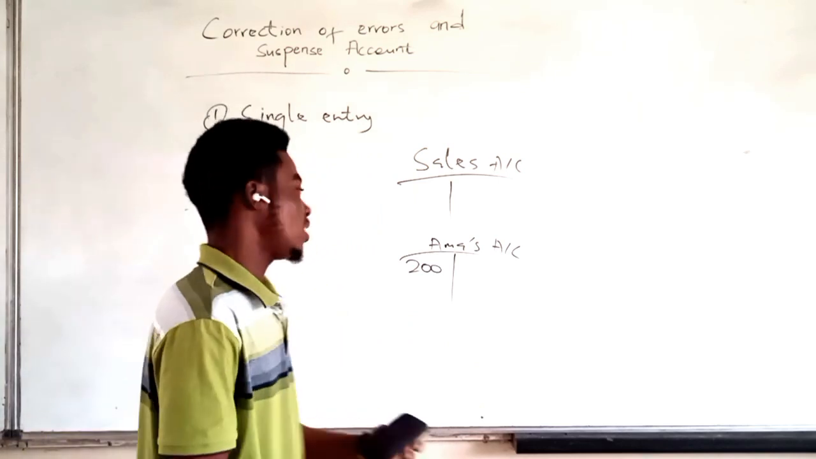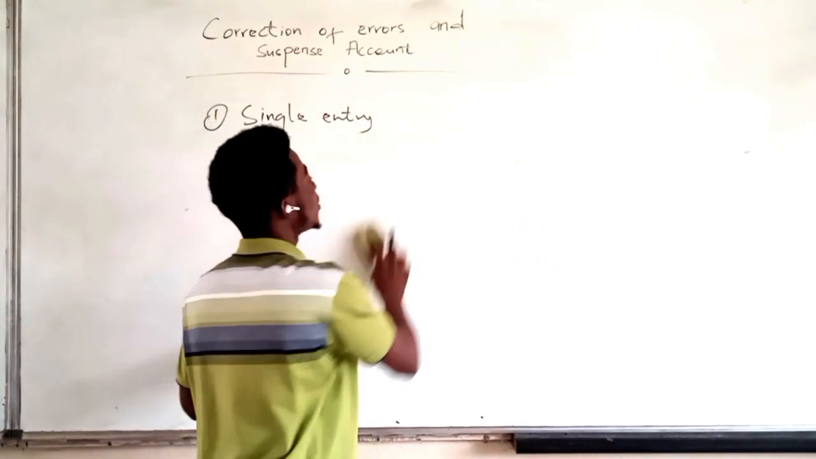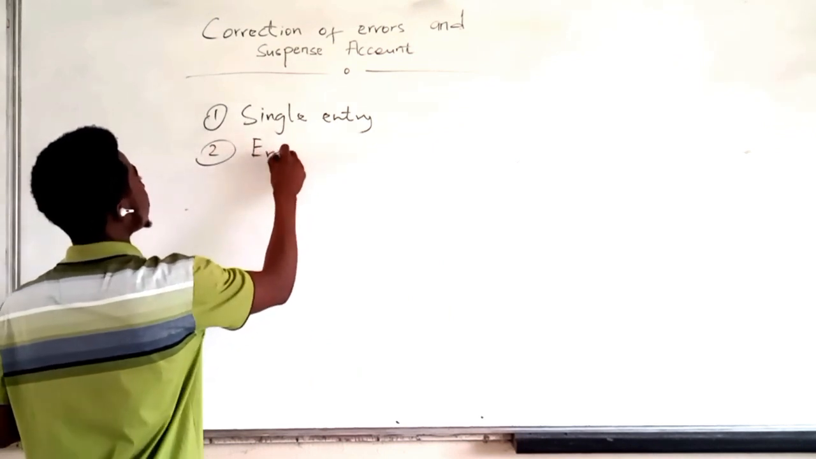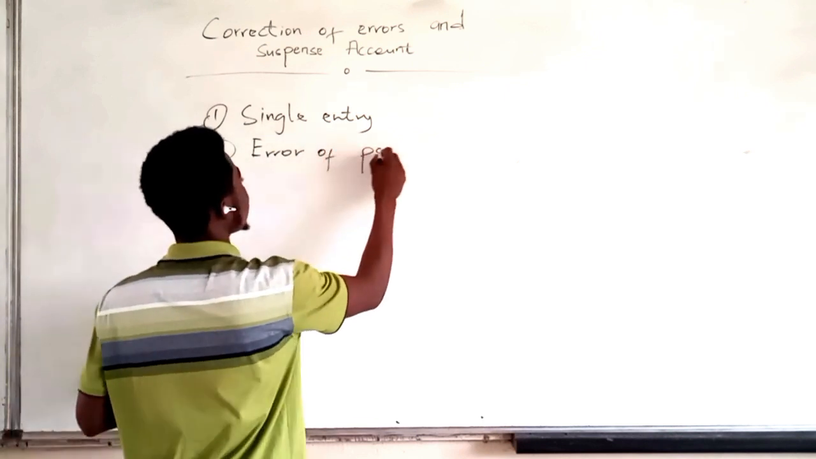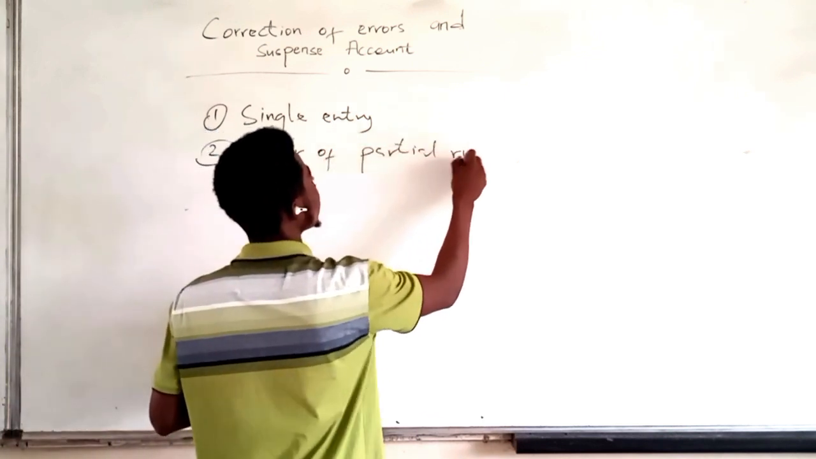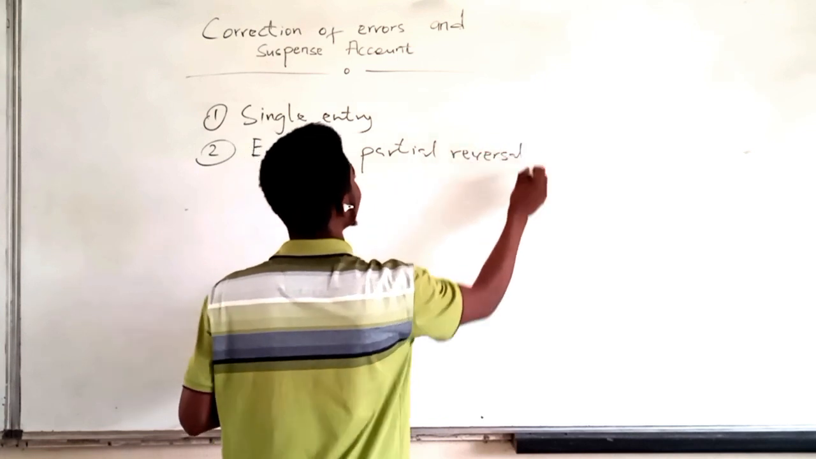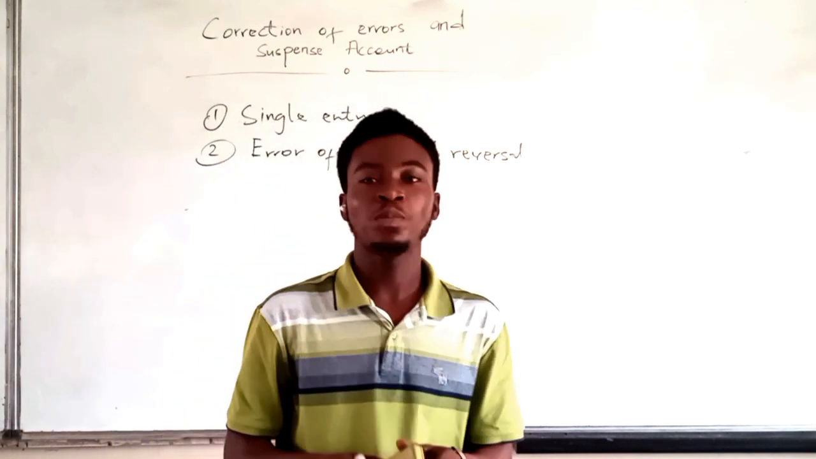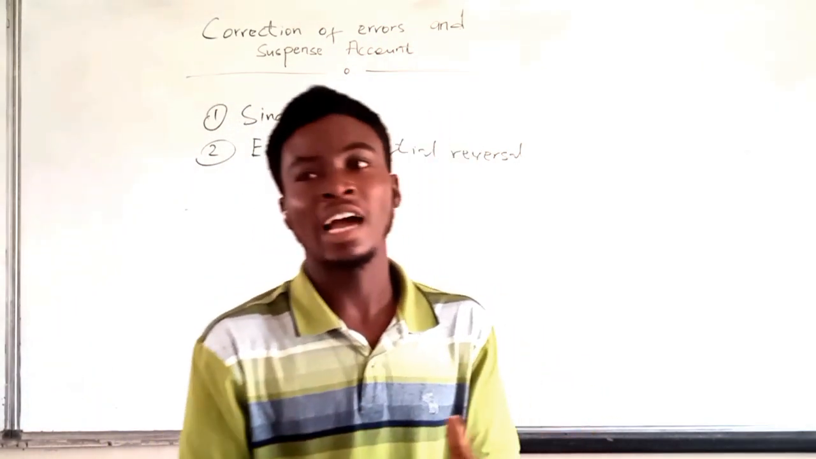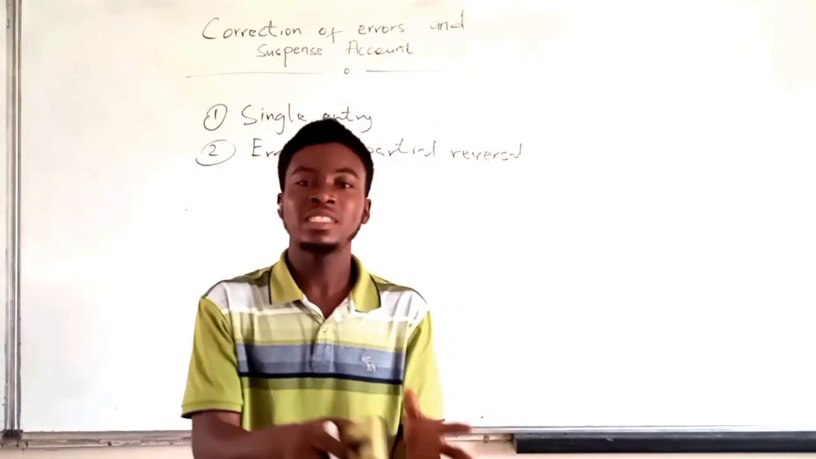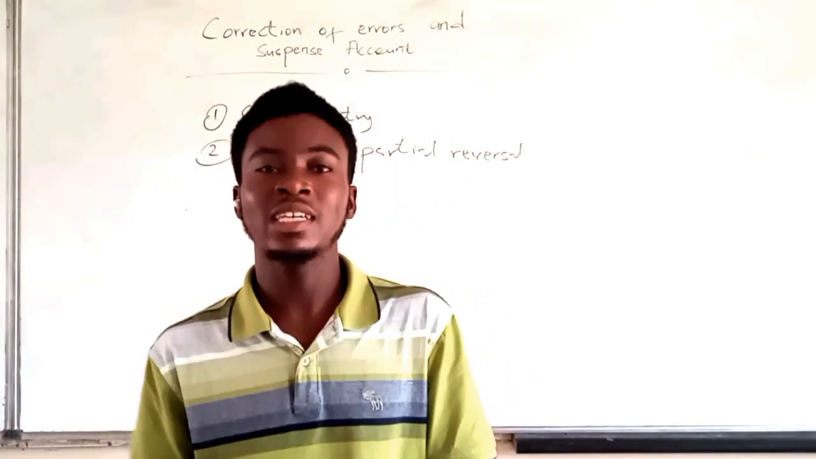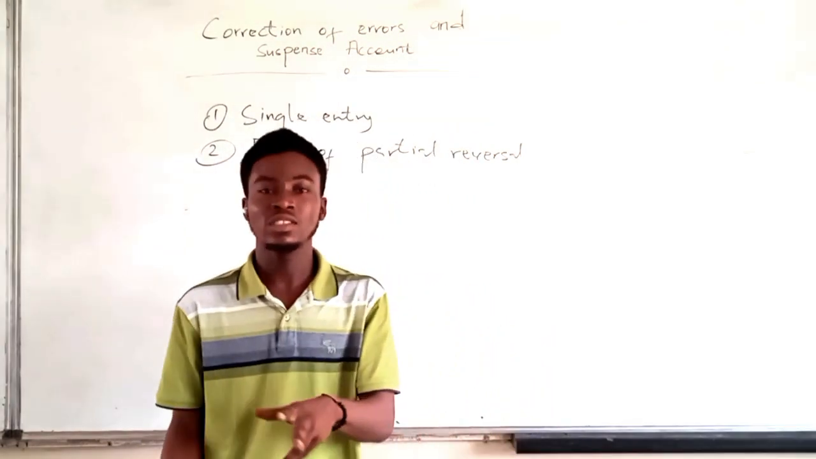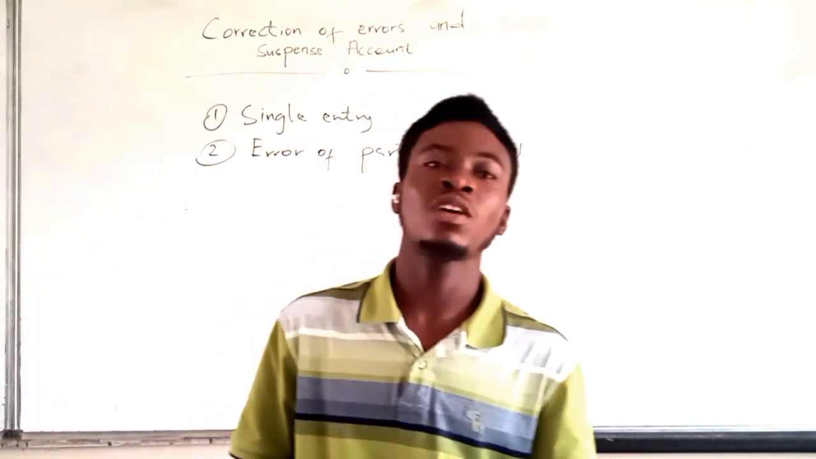Let's go to the next error that affects the agreement of the trial balance. The second one is the error of partial reversal. When we say error of partial reversal, let's say you are supposed to debit Ama's account and credit sales account. But we debited Ama's account and also debited sales account, meaning that the debit side is recorded twice. So this is going to make the debit side of the trial balance increase.